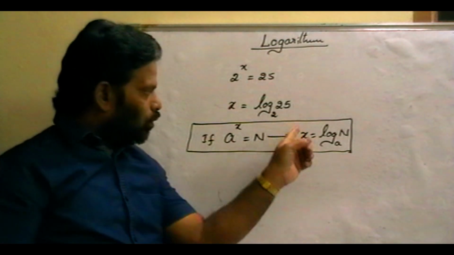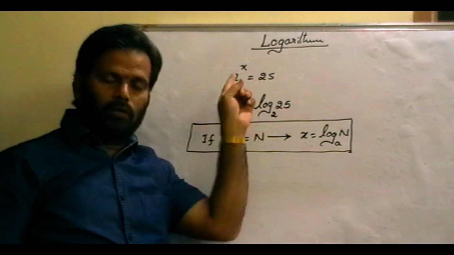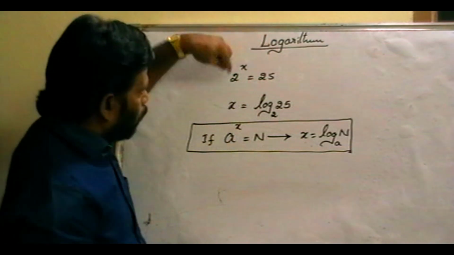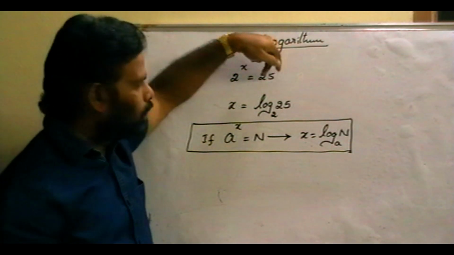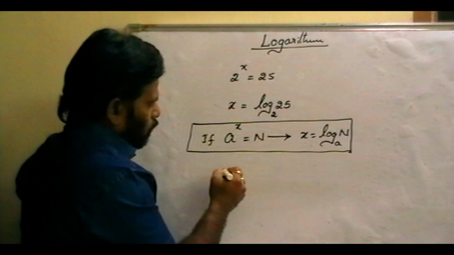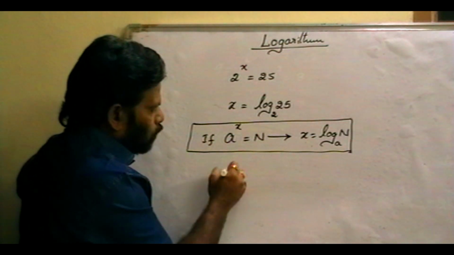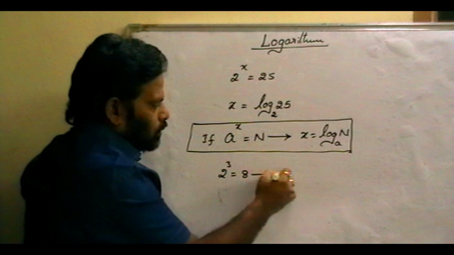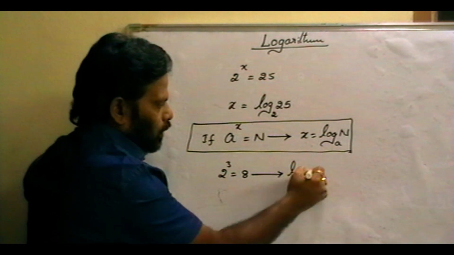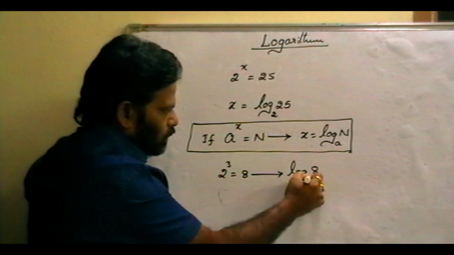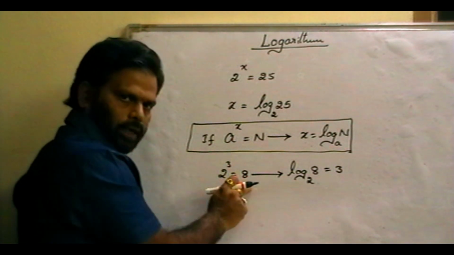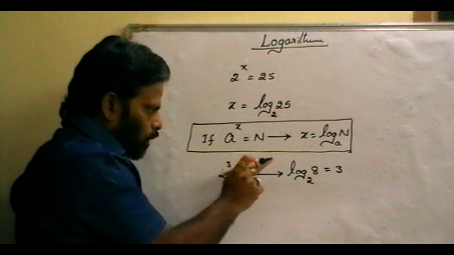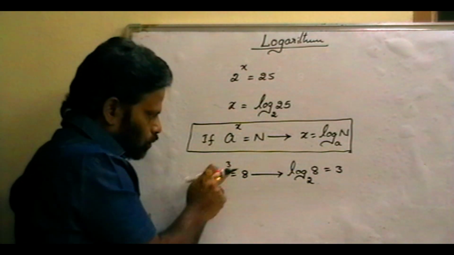Logarithm means only to find the value of the power. 2 to the power of how much is equal to 25? Right? Suppose, simple, 2 cube is equal to 8. So, logarithm of 8 to the base 2 is equal to 3. 2 to the power of 3 is equal to 8. Now change into logarithmic form: log 8 to the base 2 is equal to 3.